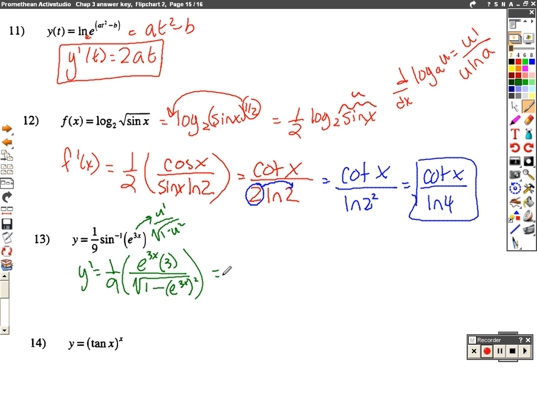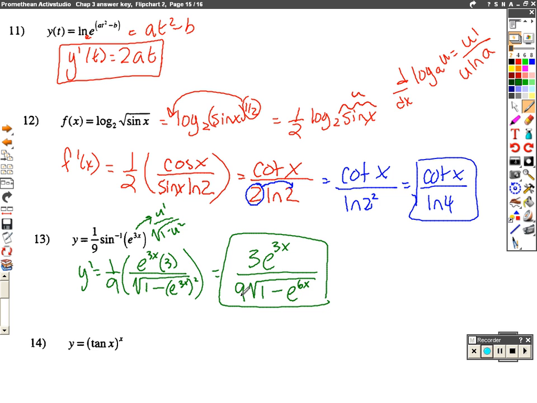Alright, how can we clean this up? We're looking at 3e to the 3x in the numerator. In the denominator, we have 9 times the square root of 1 minus, and whenever you are raising something raised to a power, you multiply those powers, and that would be e to the 6x. You can definitely cancel this 3 and this 9 if you want to. That would make it e to the 3x over 3 root 1 minus e to the 6x.